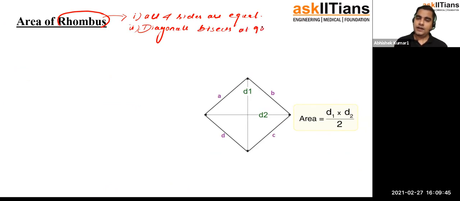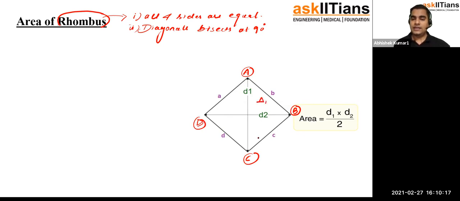And apart from that, we have one more property that if you join the diagonals of the rhombus, then that rhombus gets divided into four congruent triangles. So here, let me give a name to this rhombus that I have. This is A, that is B, this one is C, and that is D. So what is going to happen if I join AC, okay, and if I join BD, these two diagonals that I have, then this rhombus will be divided into four congruent triangles.